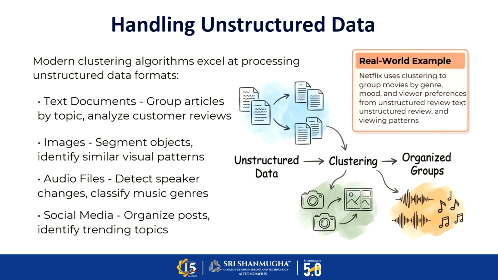Types of unstructured data clustering: text documents, images, audio files, social media data. Text documents: clustering algorithms can group articles, customer reviews, or emails by topic. Okay, this all will come under text documents. For example, grouping news articles into politics, sports, entertainment, and technology categories without manually labeling each one.